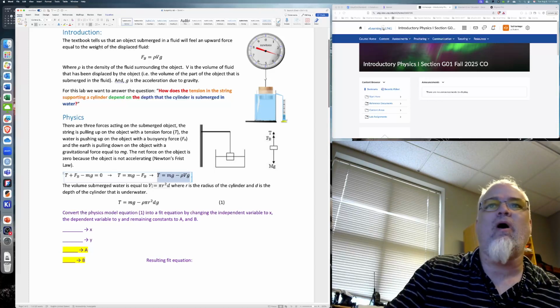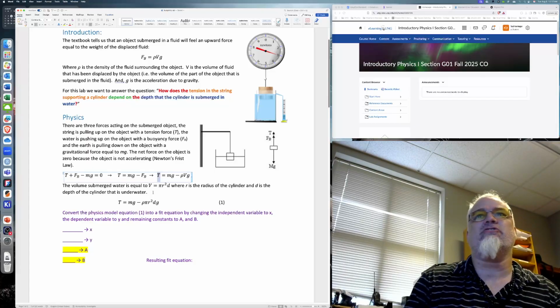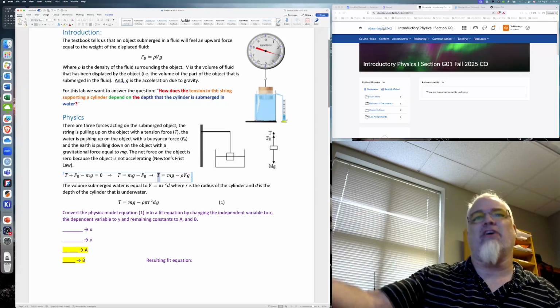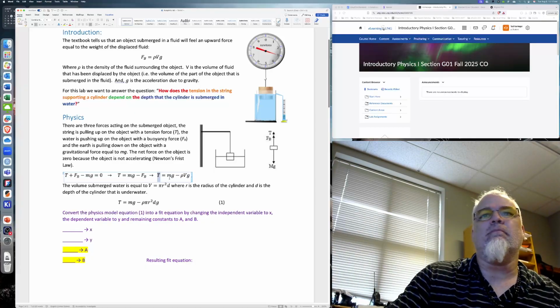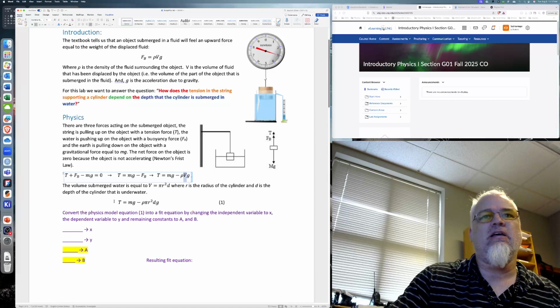Now, why did I rearrange it that way? Because we're trying to find how the tension force depends on the depth. So we want to have an equation for the tension force because we're trying to find how the tension force depends on stuff. Finally, we're going to take the equation for the volume of a cylinder and plug that in for volume, and we end up with a physics equation for this problem.